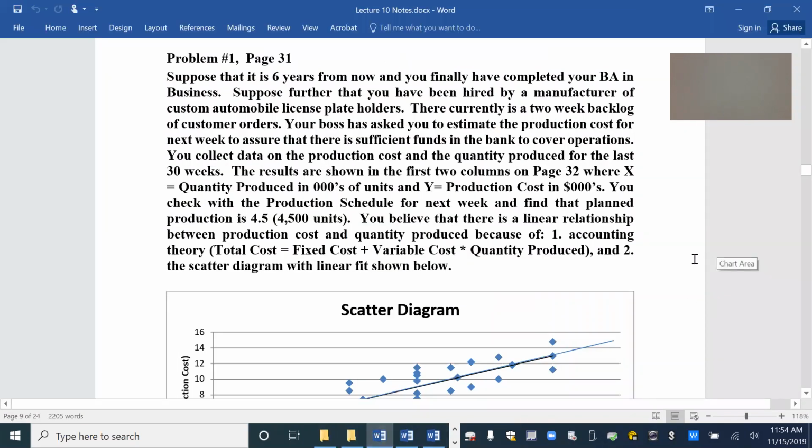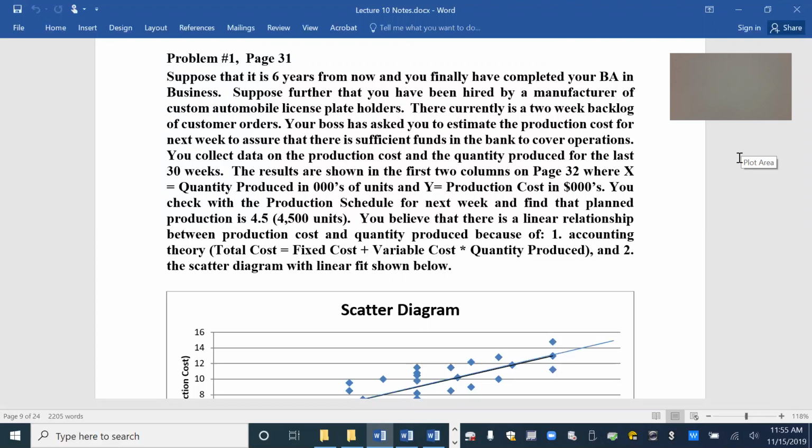All right, so as always, we start with an illustrative example. On page 31, number 1. Suppose it's 6 years from now and you finally completed your bachelor's degree in business. Let's be optimistic. Let's go out on a limb and assume that we found a job not working for a relative, and this job is a custom manufacturer of automobile license plate holders.